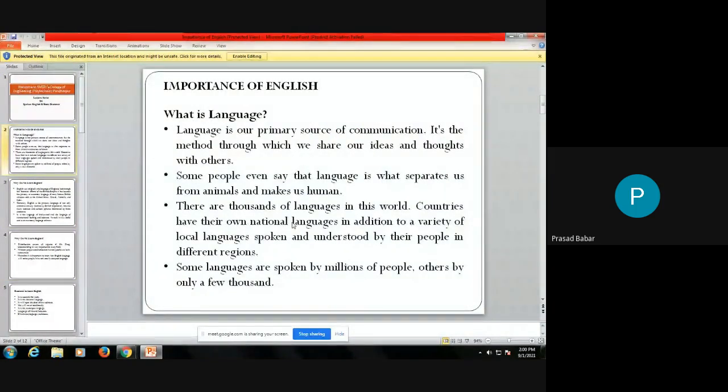So, where we were, some languages are spoken by millions of people, others by only a few thousand. There are some languages like English or Chinese or our Hindi or German or we can say French. These are the languages which are spoken by millions of people. Others by only a few thousands.